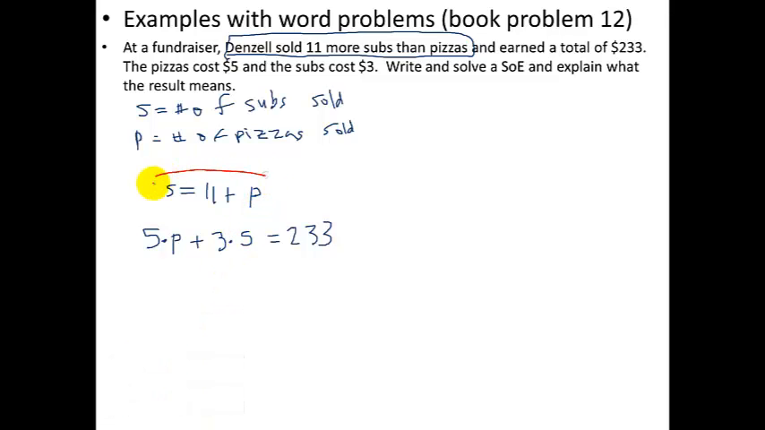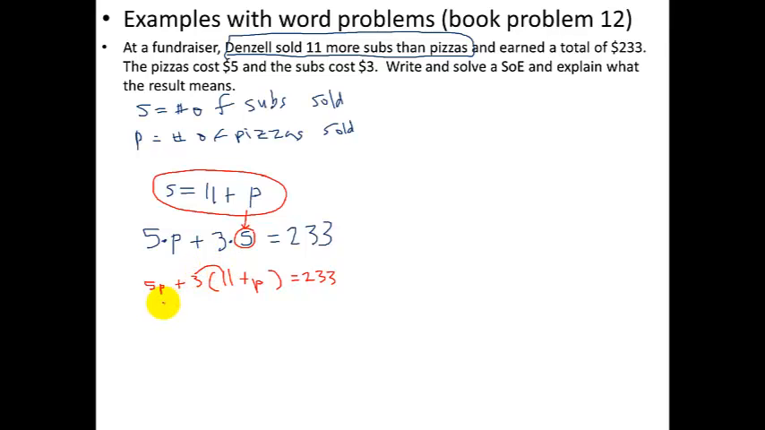I can substitute this equation in right here for S. And I'll get 5P plus 3. Now when you substitute in, you have to put parentheses because the 3 is multiplying by the total thing that I plug in here. And what I plug in here is S equals 11 plus P. So 3 times (11 plus P) equals 233. And now you have a single variable equation which you can solve like normal.